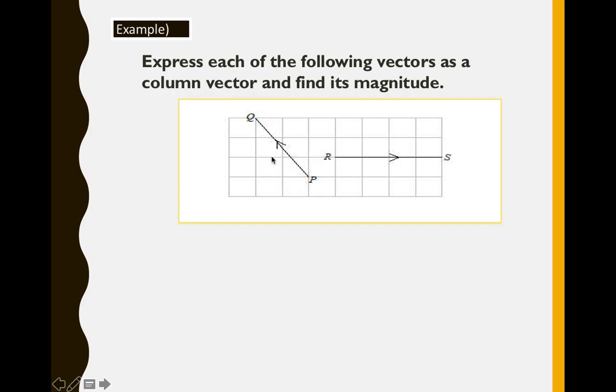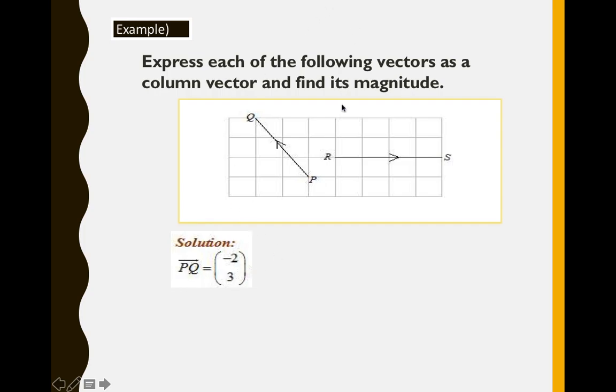So you see vector PQ, it is moving. How much has it moved? It has moved 3 up and 2 to the left. When it is left, it represents negative, right? Up means positive, so the y component is 3, and the x component is -2 since it has moved 2 to the left. So vector PQ is (-2, 3).